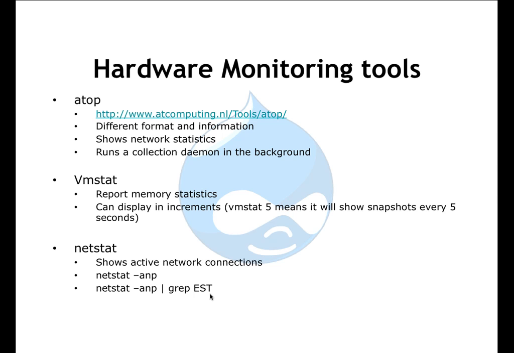You can also use VMstat, which reports on your memory statistics. So it'll show you how much free memory you have, how much you're using, all of that. And you can have it display in increments. So VMstat 5 would mean that it would show you what's happening every 5 seconds as opposed to every second or just at that time. NetStat will show you all the network connections on your site at the moment.